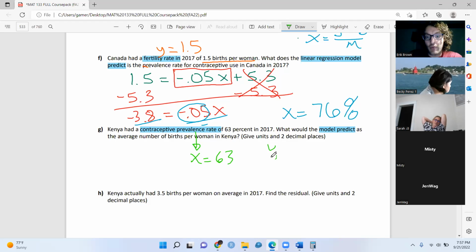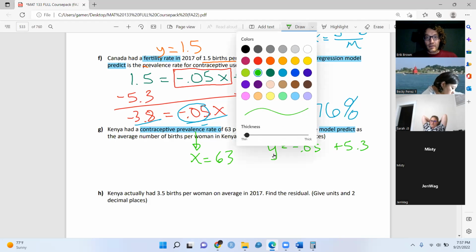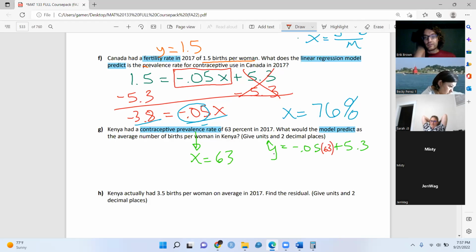Well, write down your model. Y hat equals negative 0.05X plus 5.3. We know this to be an X value, so erase the X and put in there the value for X. And this one, we don't need any fancy stuff. You just type it in the calculator, right? It's just negative 0.05 times 63 plus 5.3. Y hat equals.